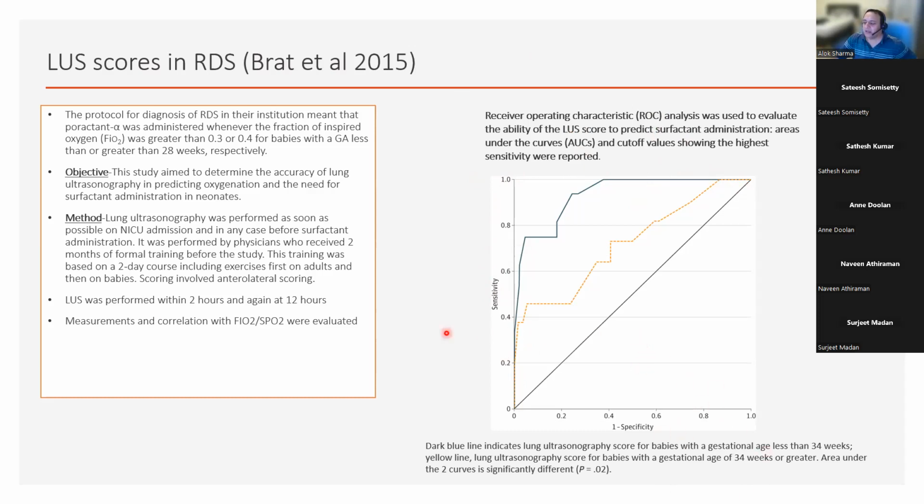Naturally, everybody in the early stages was quite keen on not wanting to miss RDS, because you miss out on giving these babies surfactant. So what they found is that for babies under 34 weeks, they had a high sensitivity and specificity. It's the curve that you will see in brown for capturing babies with RDS. This area under the curve was quite large. Whereas for babies over 34 weeks, the area under the curve is nearly 50% less. Sensitivity, specificity, 50% less. Can anybody tell me why?